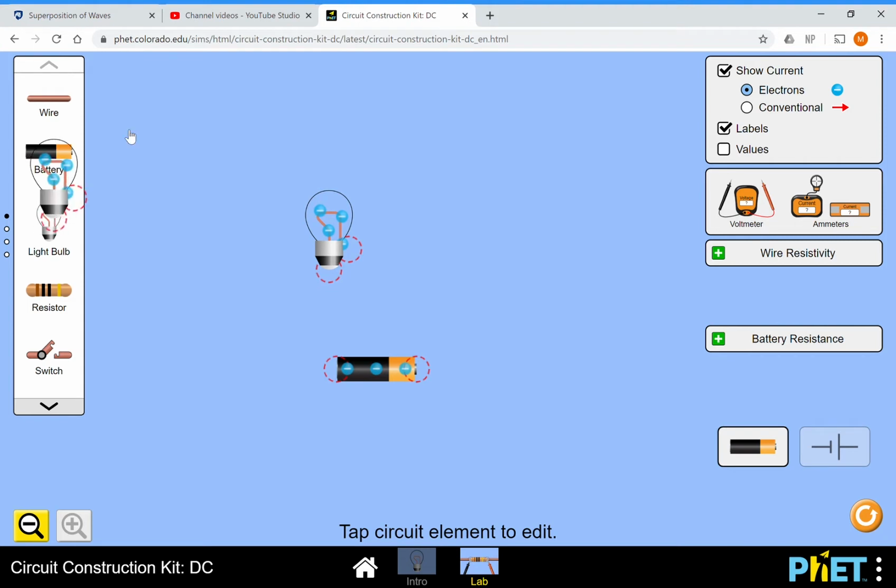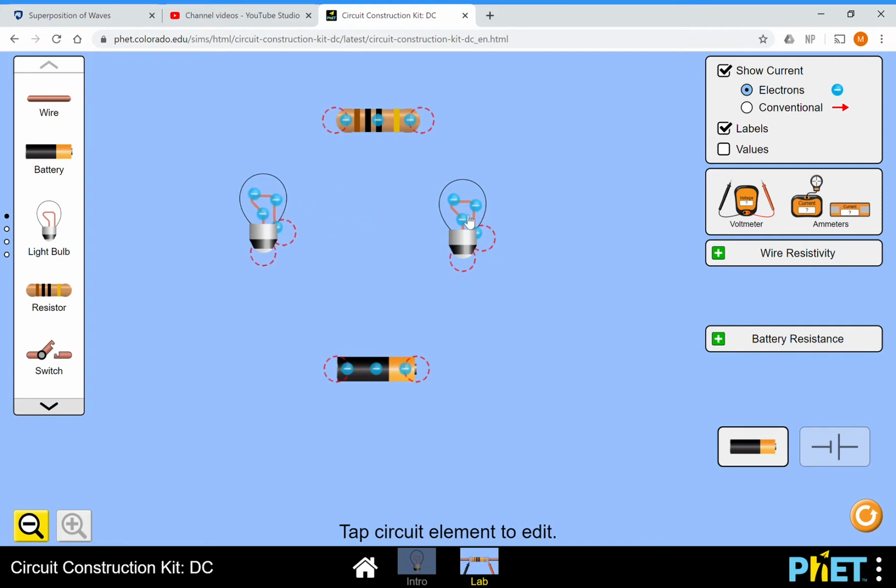For us, I'm going to use these 3 lights. Actually, why don't I use 2 lights and 1 resistor? They don't have to be the same kind of device. I'm just going to lay these out here like this. Now nothing's turned on because there is no power supply connected, so I need some wire to connect everything together. So I'll do that. Nothing happening yet because the circuit is not complete.